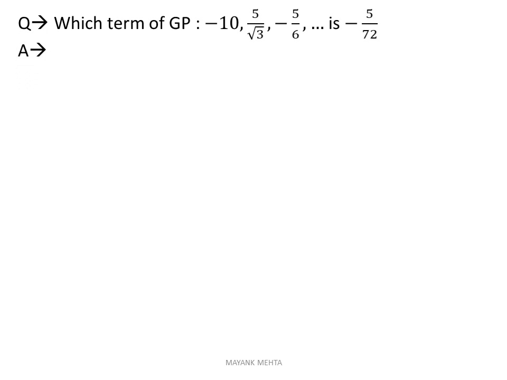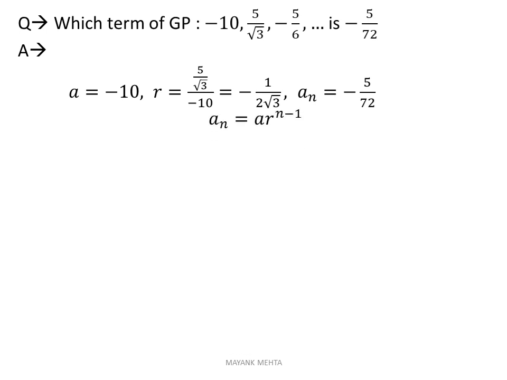First of all, we will note down the a, we will note down the r. r is the second term divided by the first term, that is minus 1 upon 2 root 3. And an, the nth term, is already given, minus 5 by 72. So we will put the formula for an: an is equal to a into r raised to n minus 1. Then we will put all the values. In the place of an, we will put minus 5 by 72. In the place of a, we will put minus 10. In the place of r, we will put minus 1 upon 2 root 3. And n we don't know, so n minus 1 will be as it is.